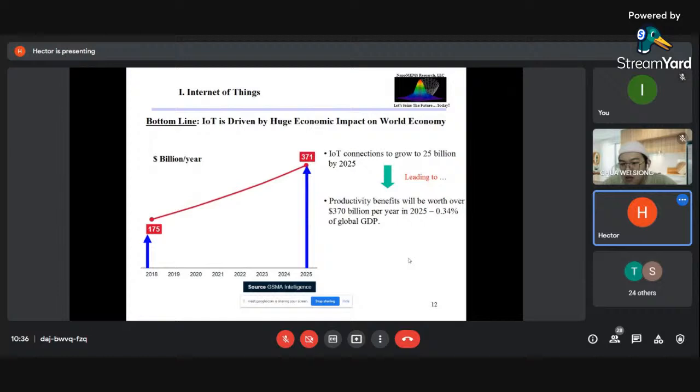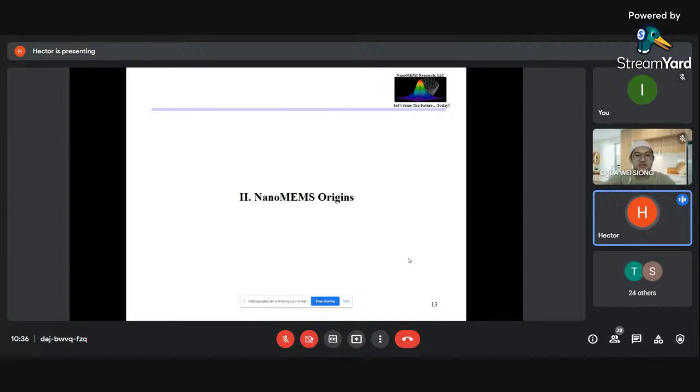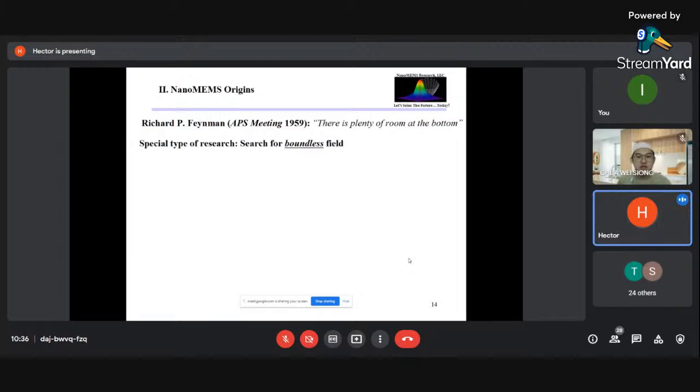Let me now go on to briefly introduce the field of NanoMEMS. It can be said that the field of NanoMEMS was originated by Feynman back in 1959, when he made the observation there is plenty of room at the bottom. Feynman reached this conclusion upon conducting a special type of search, namely a search for a boundless field.